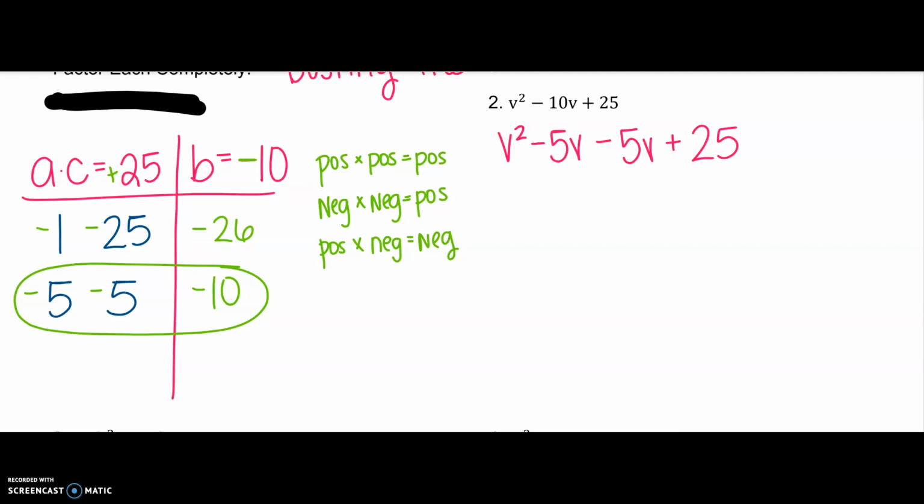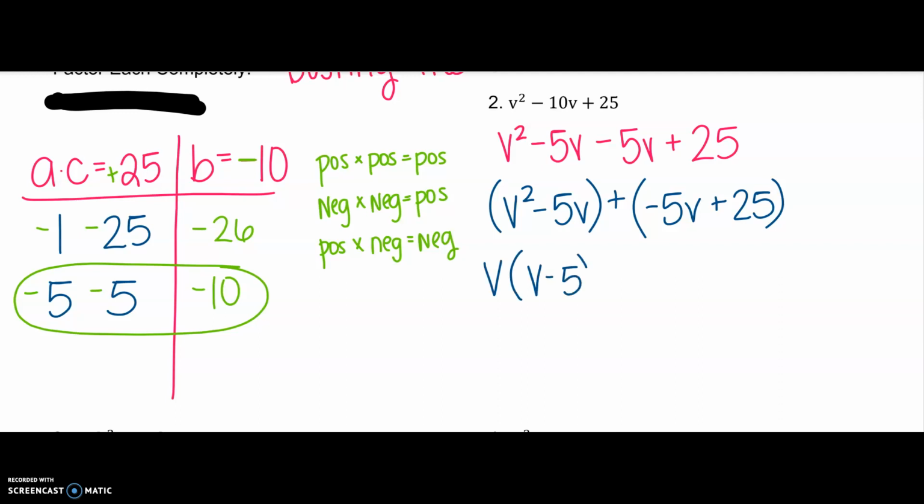Now we need to group. So I'll have V squared minus 5V in my first group. I always put a plus sign between my 2 groups just so nothing has to be changed. I don't have to change any signs after it, and it just stays the same. Plus negative 5V plus 25 for my second group. I'll take the GCF of my first group, which is V. I'm left with V minus 5. And the GCF of my second group, which is negative 5. And I'm left with V minus 5.